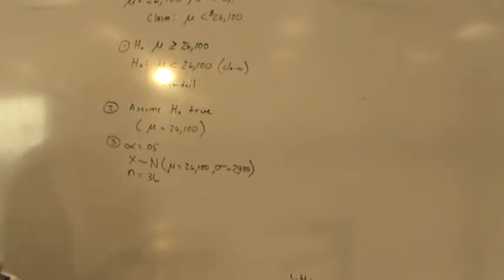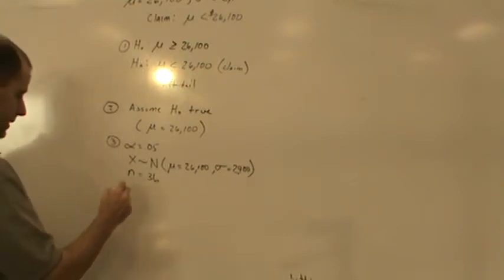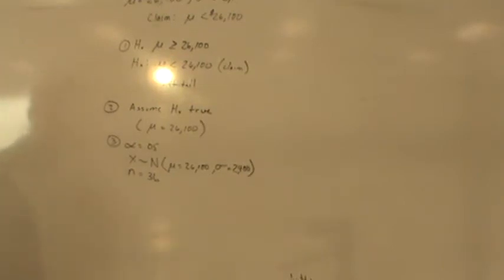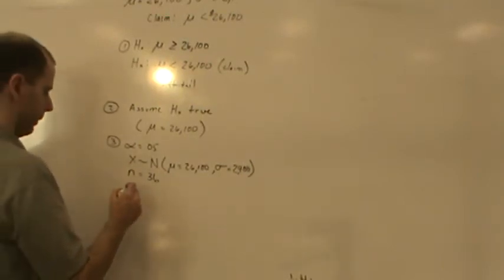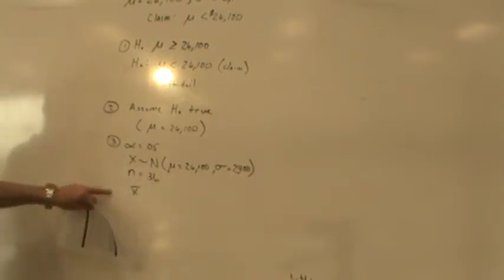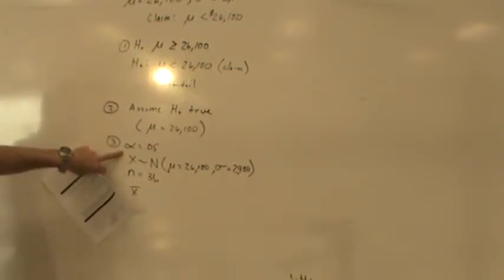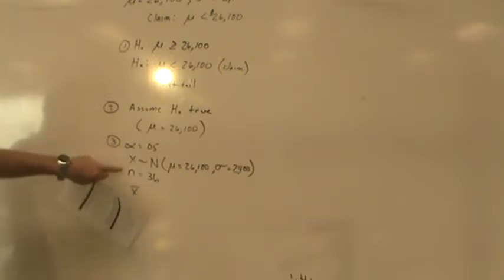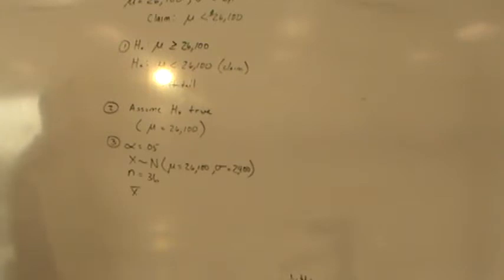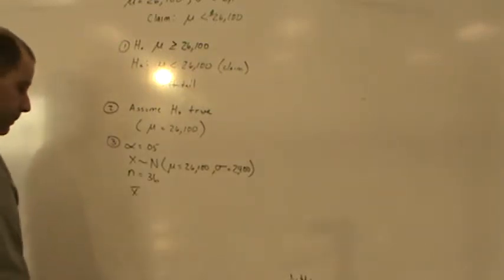And what else? Oh, sigma. What's sigma? Well, sigma is here. So they give us sigma. We know sigma. And now we want to know what is the distribution of x bar. That's the whole purpose of this. Not only writing down the information from the problem, like the significance level and the statistics, but we also need to write down what the distribution of x bar is.